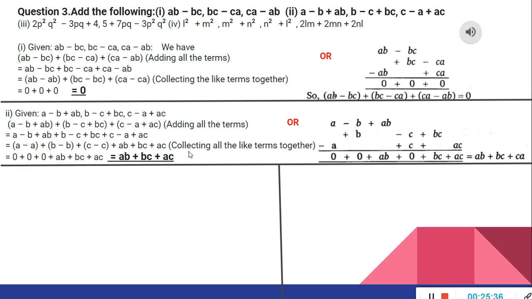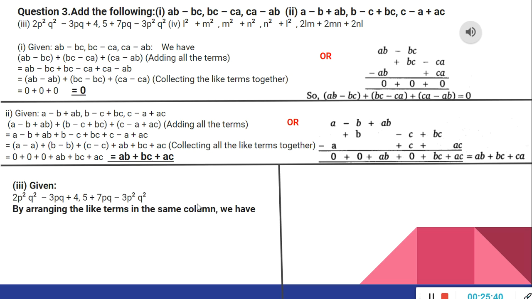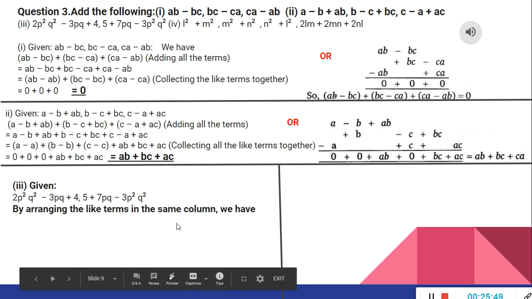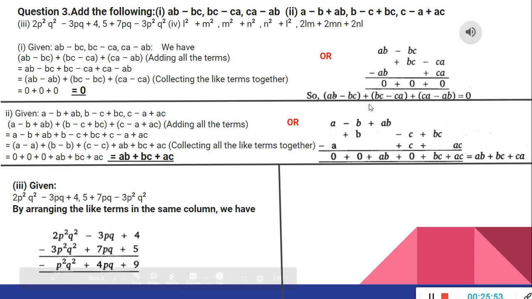That is the answer. Now third one, 2p square q square minus 3pq plus 4, and 5 plus 7pq minus 3p square q square. So we can put it in column method. 2p square q square minus 3pq plus 4, write first. Then after that, down, first write minus 3p square q square below 2p square q square. Then plus 7pq plus 5.